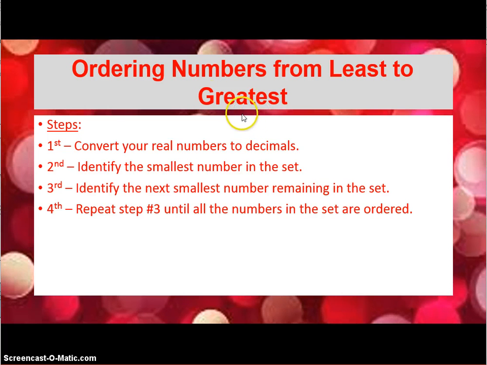The steps for ordering numbers from least to greatest is to first convert your real numbers to decimals. Second, identify the smallest number in the set. Third, identify the next smallest number remaining in the set. Fourth, repeat step 3 until all the numbers are in order.